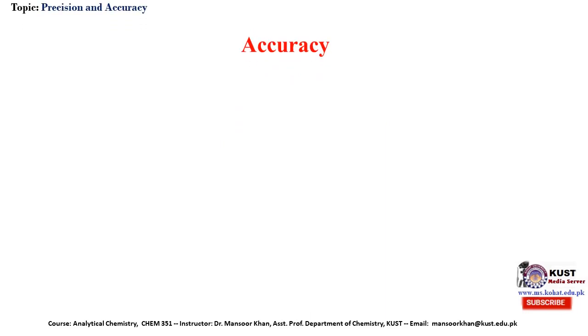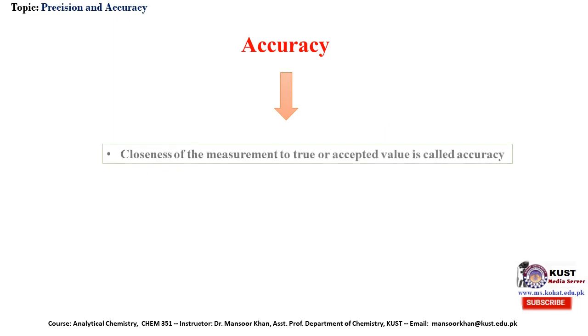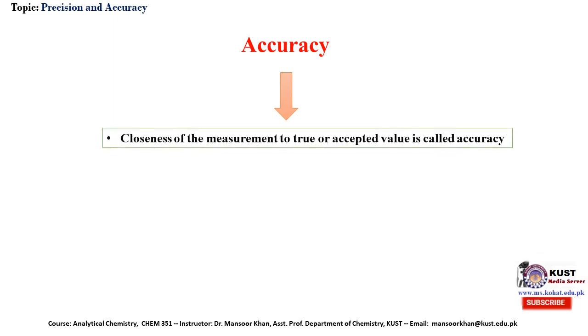The first one is accuracy. Accuracy can be defined as the closeness of the measurement to the true or accepted value. Meaning, if you are performing an experiment in the laboratory and you obtain some result, then the results are compared with the accepted value. The closeness between the measurement and the accepted or true value is called accuracy.